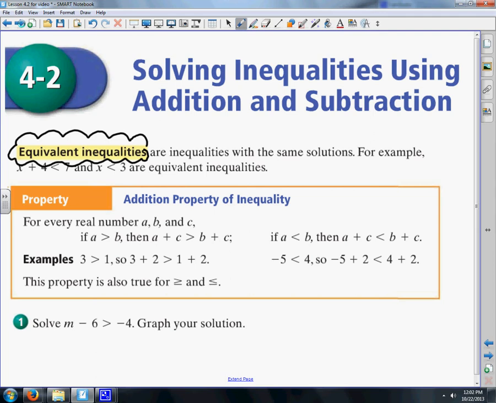So if you look here, what they mean in this addition property of inequality, if A is greater than B, then A plus C is greater than B plus C. So there's an example. If 3 is greater than 1, 3 plus 2 is always going to be greater than 1 plus 2.